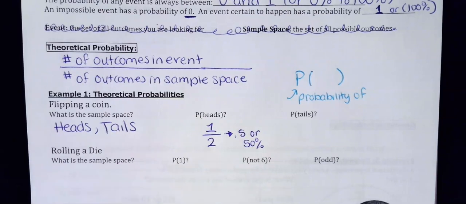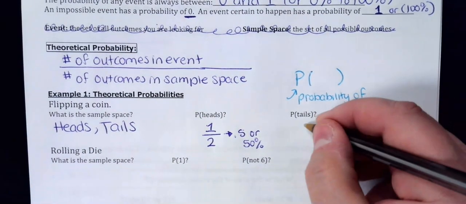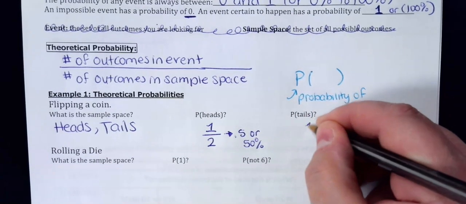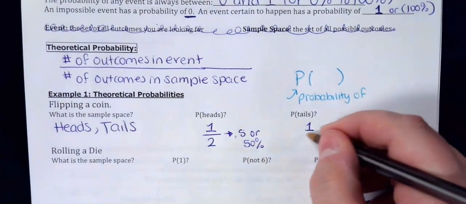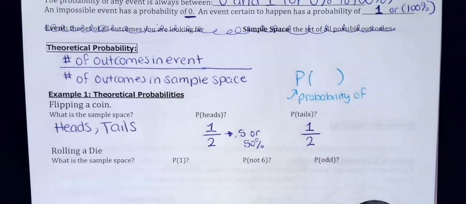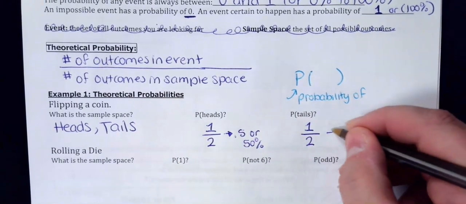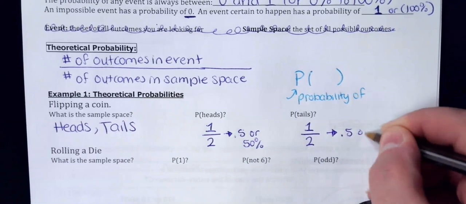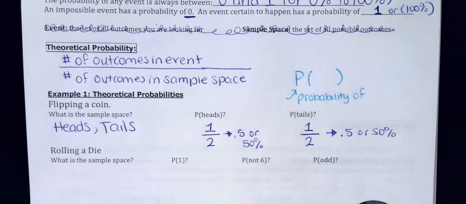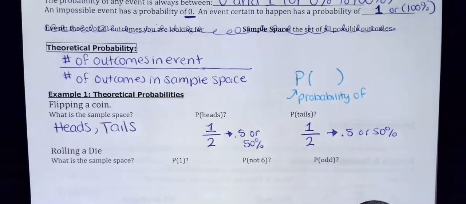Also, if you flip a coin, the probability that I flip tails is exactly the same. So my event would be that I flip tails. There's one way that can happen out of the two possibilities for my coin. So that would be the same thing, 1/2, 0.5, or 50%. Any of those answers are options.